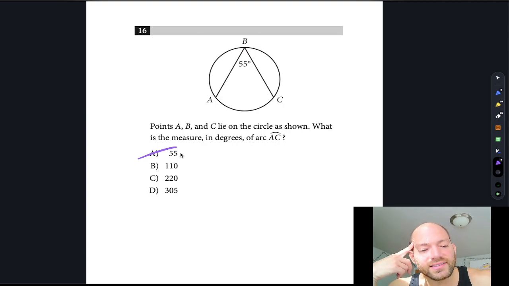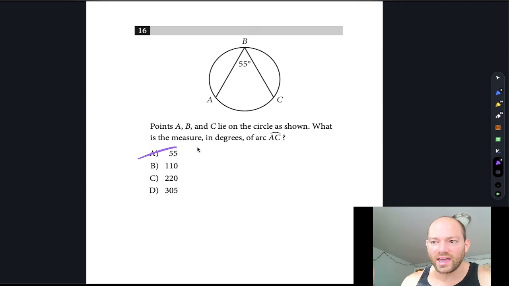Try to think like a test writer and look at the choices and see, okay, which of these seems like a trap answer? Which of these is an answer that someone might pick if they had no idea what to do and were just looking for something obvious? Number 16 is not going to be something obvious like that. We're in the second half now. So 55 is probably a trap, so I'm getting rid of it. If I had no idea what to do, I'd guess from one of the other 3.